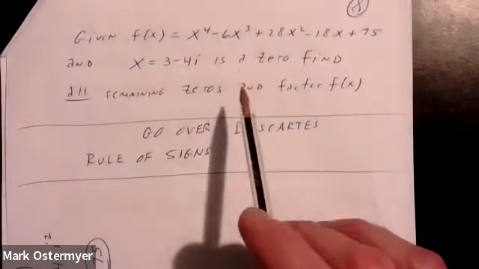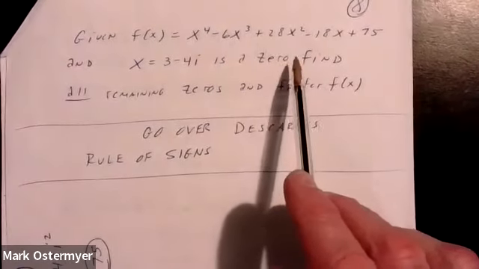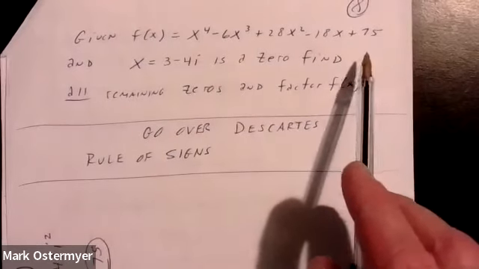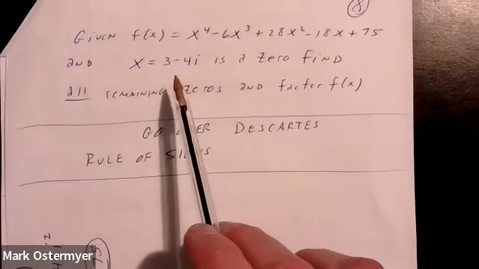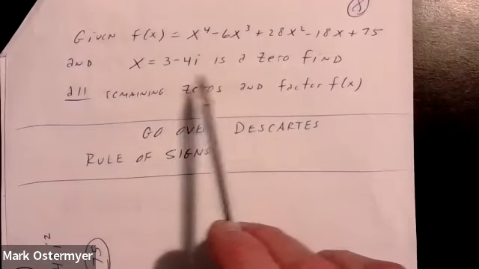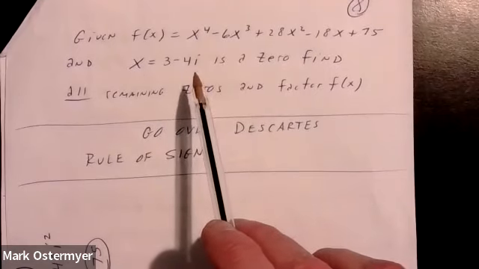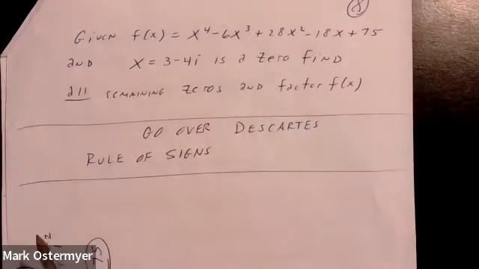Given f of x equals x to the fourth minus 6x cubed plus 28x squared minus 18x plus 75. And if I tell you that x equals 3 minus 4i is a zero of f of x, I want you to find all the remaining zeros. So I have a question for you. How many more zeros do we have to find? If I give you one of them, how many more do we got to find according to the fundamental theorem of algebra? 3. 3 more.